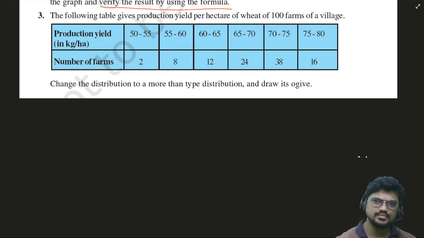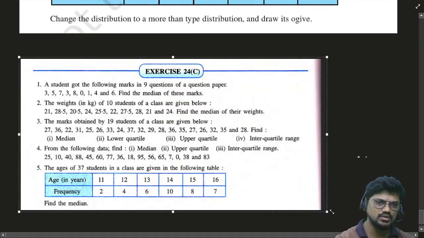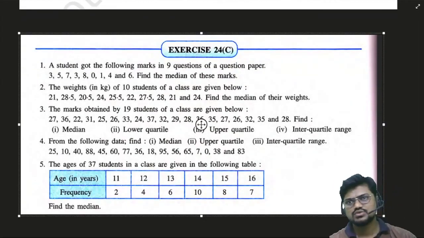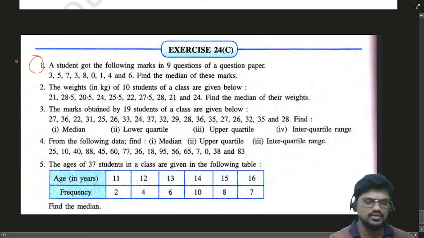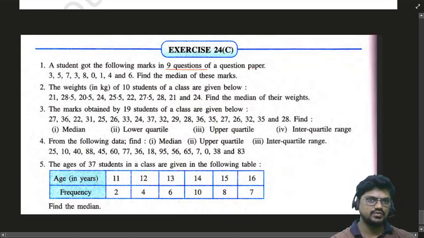Now see, this exercise which you have in your Concise Selina book has different types of questions, but the concept is similar. A student got the following marks in 9 questions of a question paper. Find the median of these marks. This is an ungrouped data, not even a grouped data, so how do you find the median in this case?